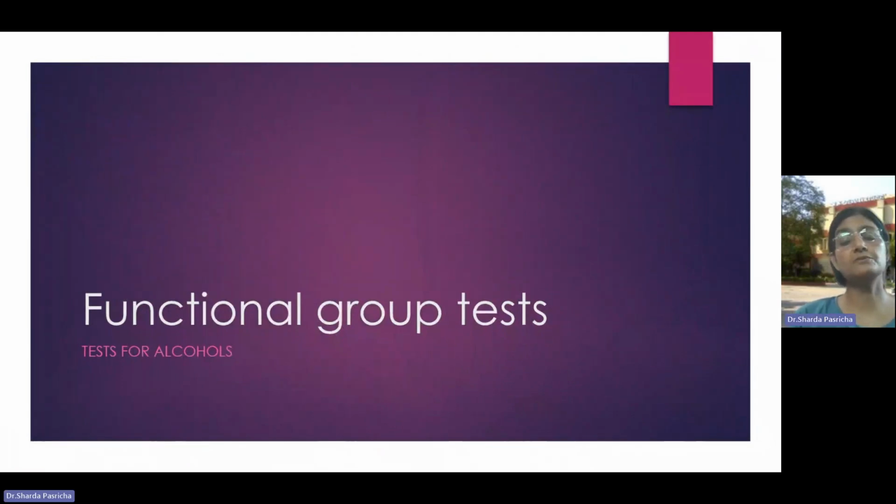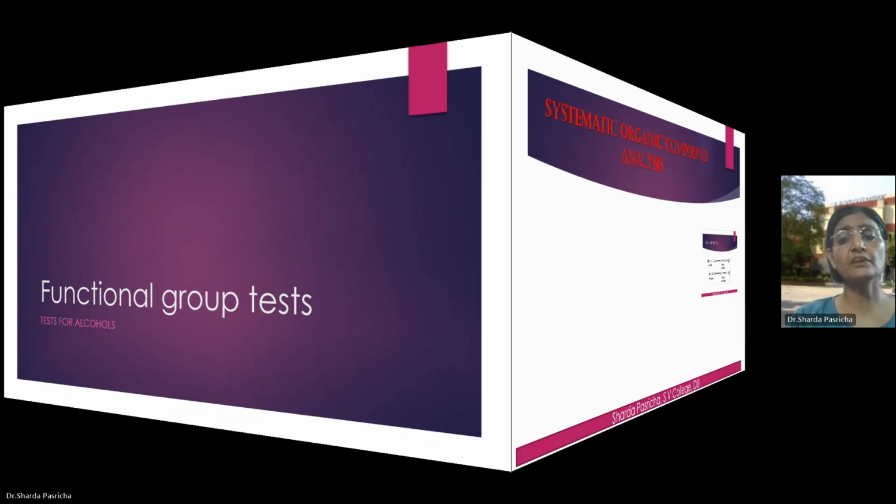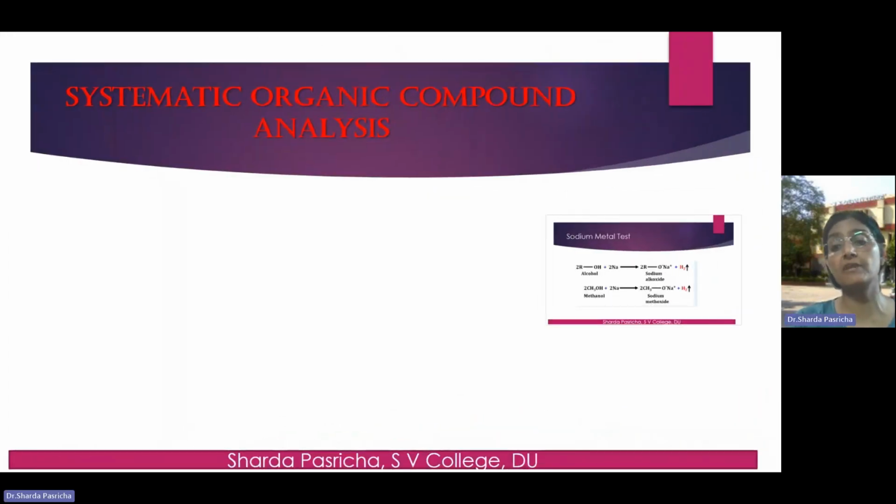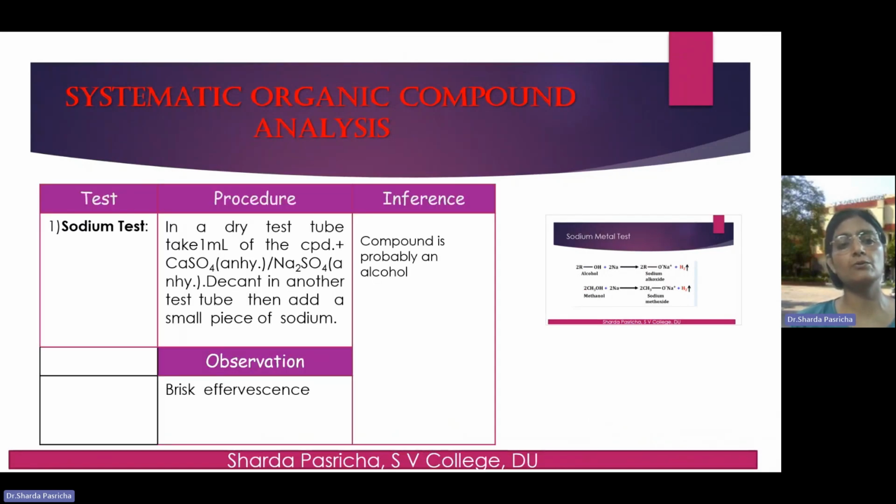Next, we go to functional groups containing alcohols. Once we have ruled out that the compound has a phenol, there are 2 tests that we can do for alcohols. First is the sodium test. In a dry test tube, take 1 ml of your organic compound and add 1 spatula of anhydrous calcium sulfate or anhydrous sodium sulfate. That will take all the water present along with the alcohol sample, as commercially available alcohol samples normally have some water content. Leave it for about 10 minutes.